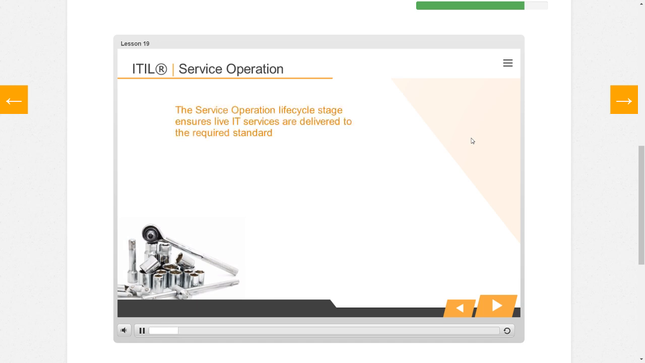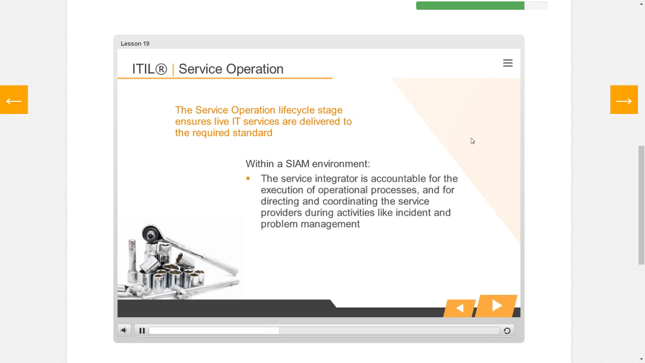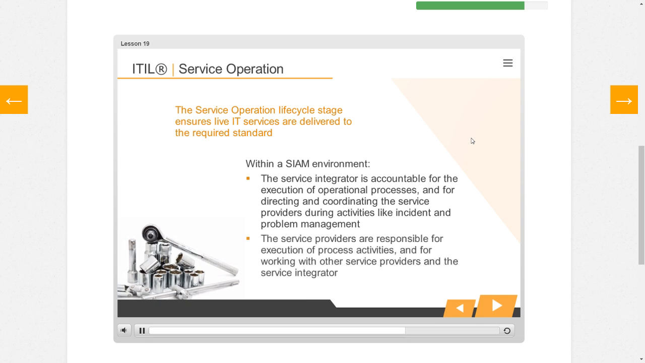The service operation lifecycle stage ensures live IT services are delivered to the required standard. Within a SIAM environment, the service integrator is accountable for the execution of operational processes and for directing and coordinating the service providers during activities like incident and problem management. The service providers are responsible for execution of process activities and for working with other service providers and the service integrator.